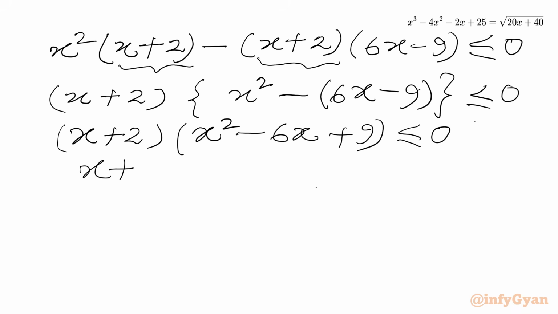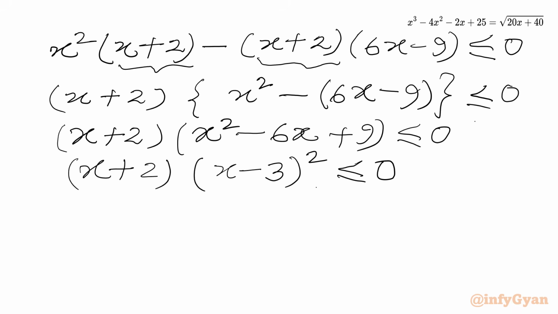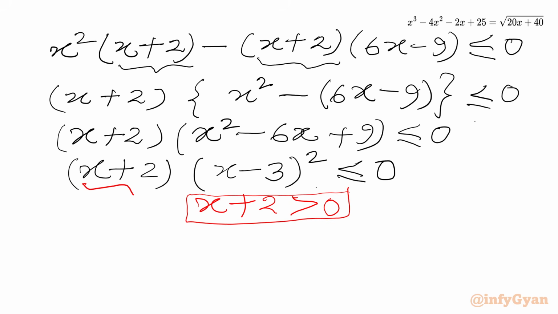which will be equal to x plus 2 times, this is x minus 3 whole square, less than or equal to 0. Now I will write condition on x. So we have x plus 2 must be greater than 0. If this product is less than or equal to 0, then I can say x minus 3 whole square must be less than or equal to 0.